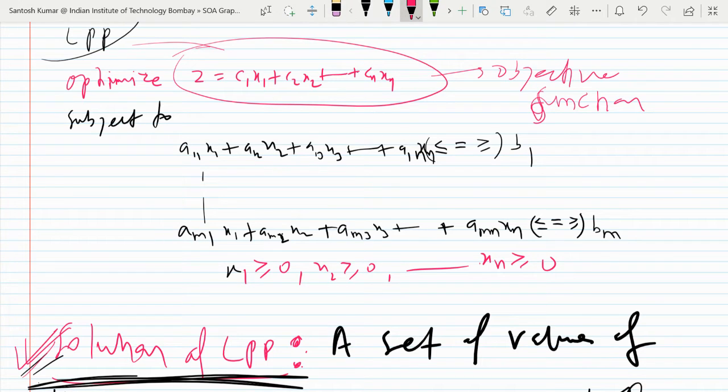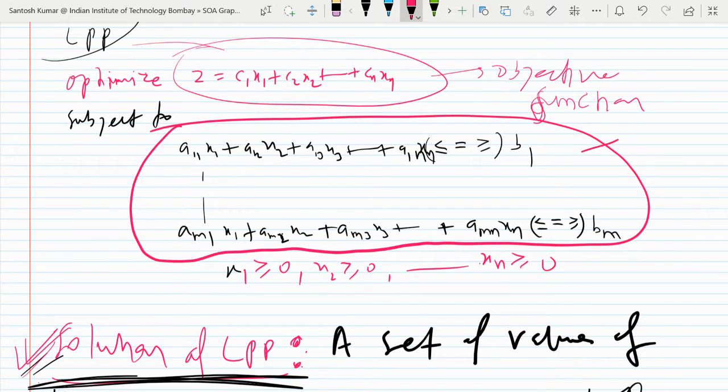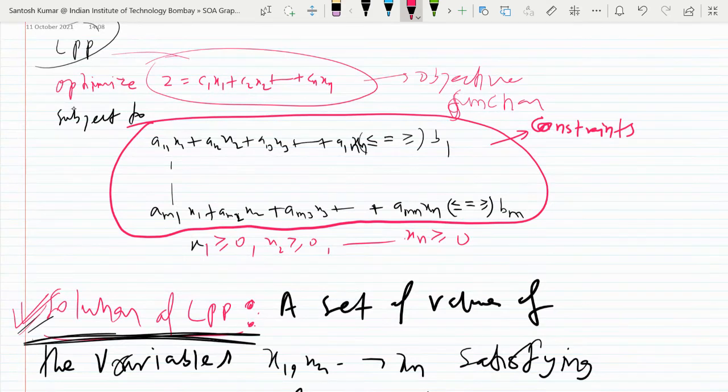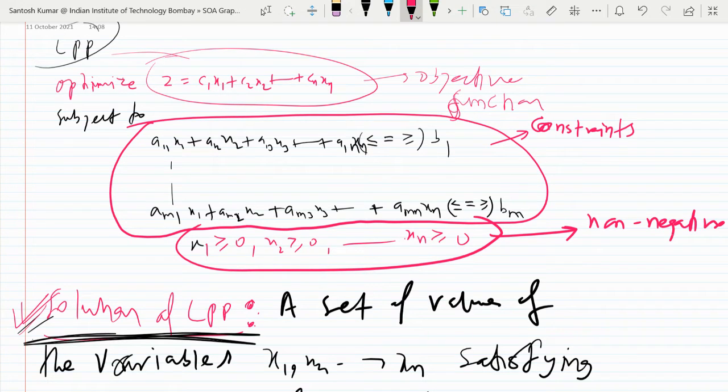So constraints are mainly this. This is called constraints. Okay, this is called the non-negative condition, or you can say non-negative constraint, or you may call it non-negative restriction. Non-negative restrictions, or non-negative constraints, or non-negative condition.